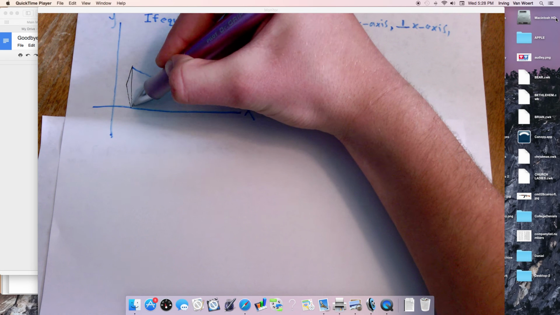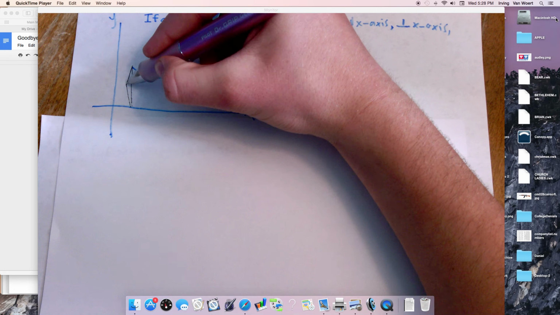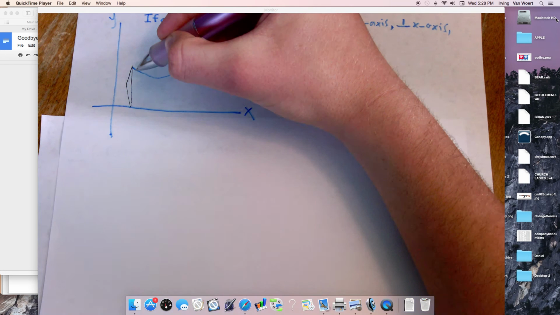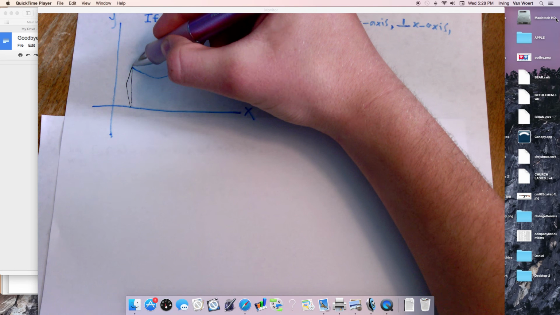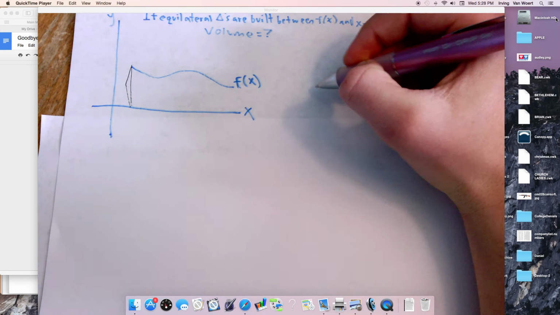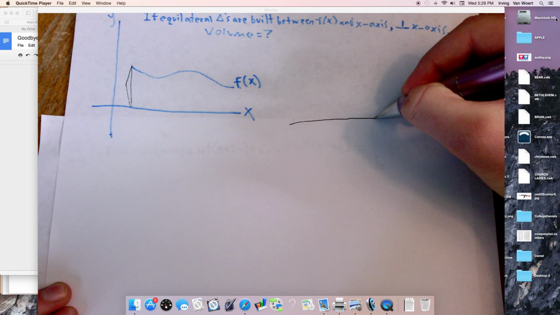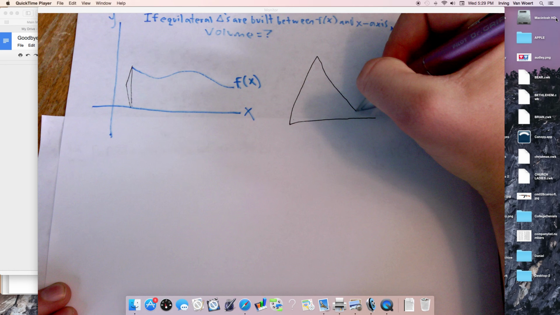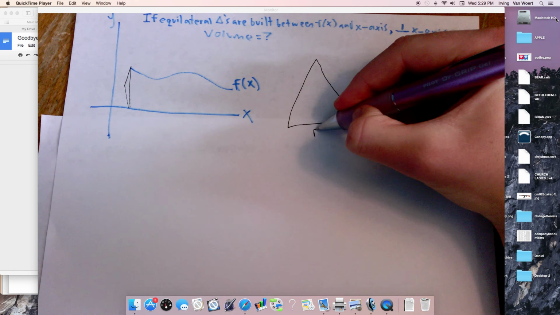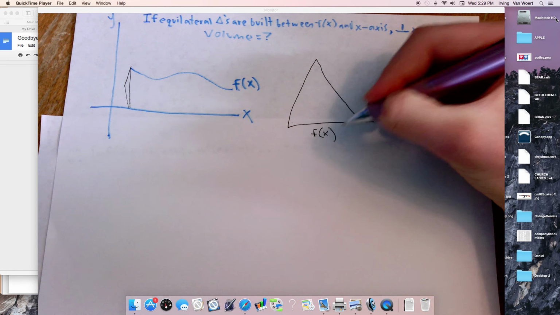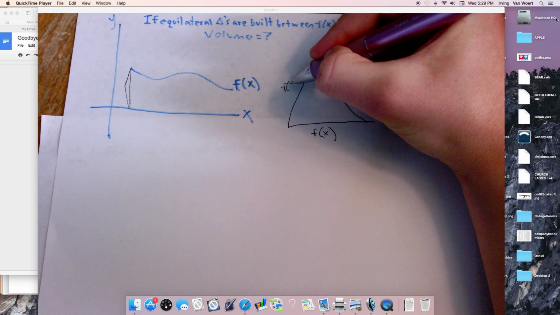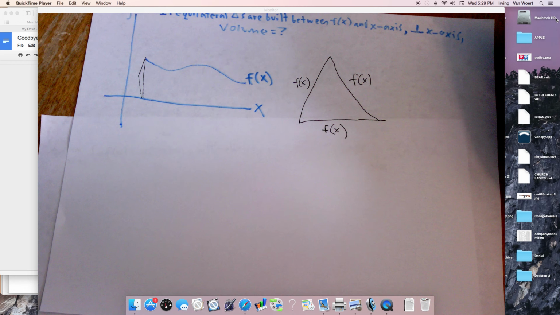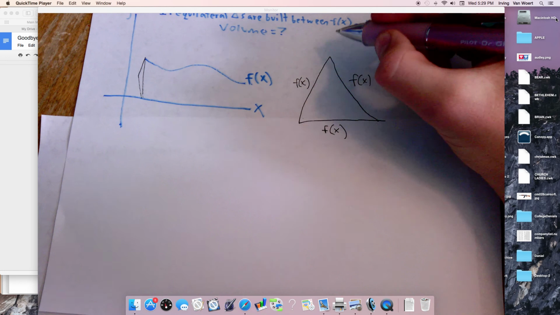Equilateral triangle. So the base would be f of x. If we were going to make this triangle, and I draw it out here, this equilateral triangle, the base should be f of x, right? In fact, all the sides should be f of x, the value of the function at that specific point, because it's an equilateral triangle. The question is, what is the height? And that's where it's not so simple.